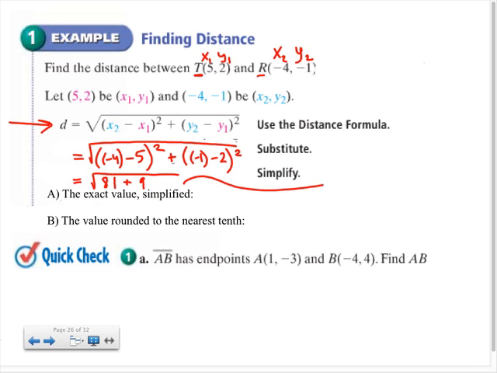I'll pick this up and finish over here. So I find that the distance is the square root of 90. Now as a radical, that can be simplified. I'll want to break this up into its component parts. I know that 9 is a perfect square that goes into 90. And so if I pull out the square root of 9, which is 3, I find that the distance is 3 radical 10.